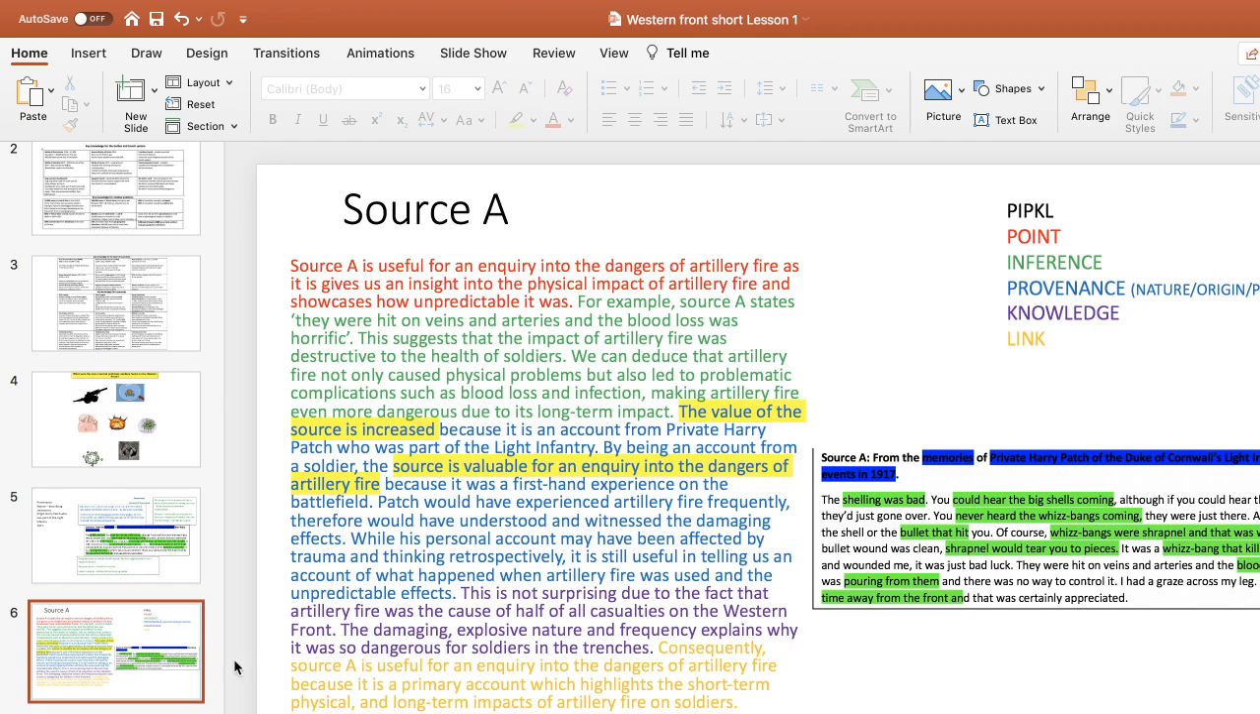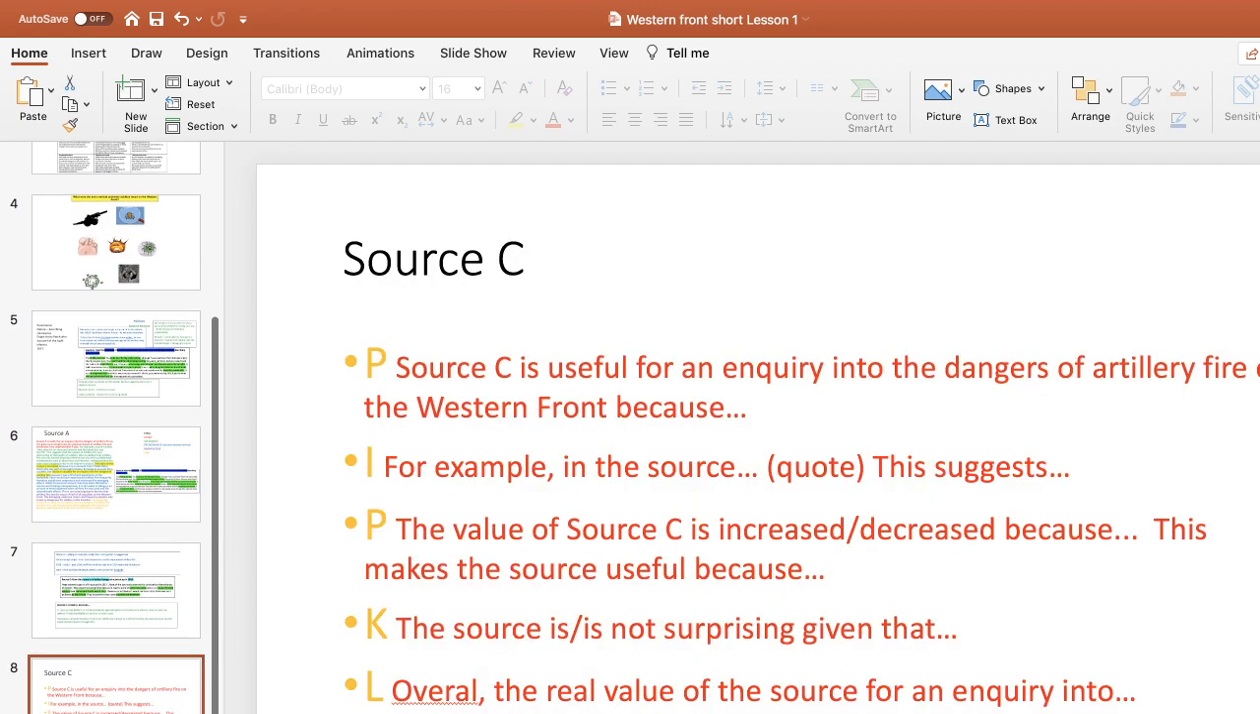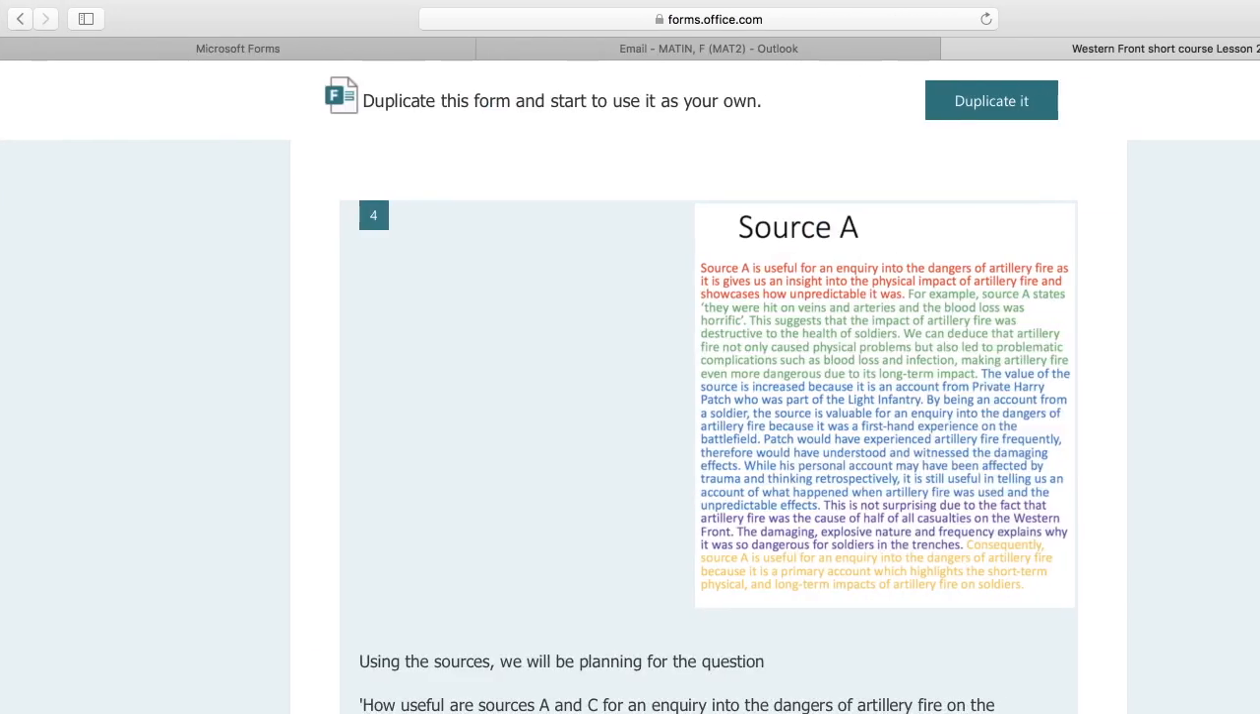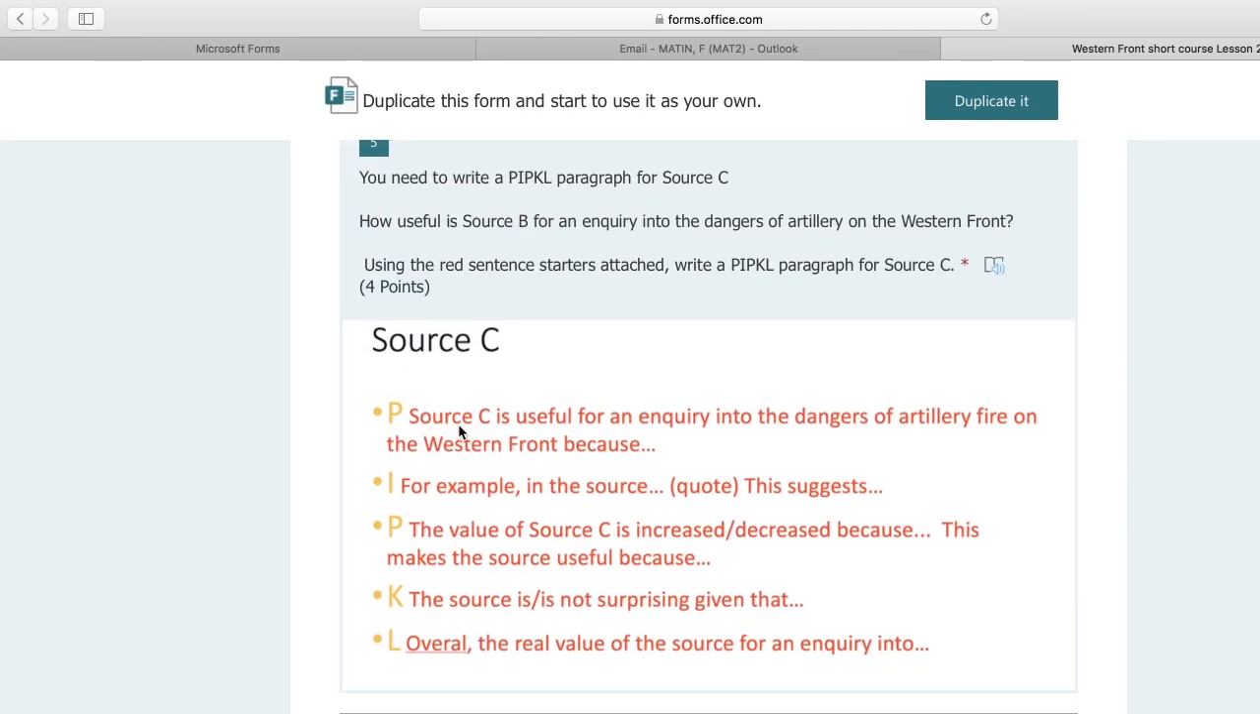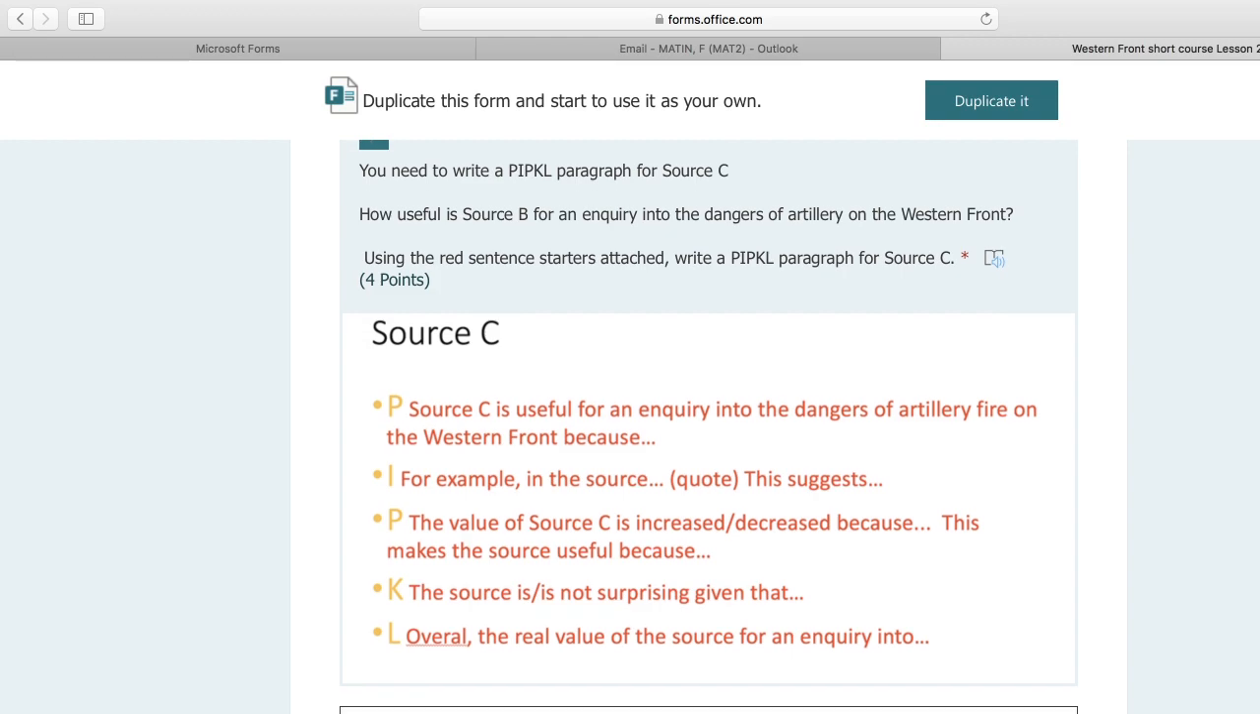Now what you need to do is use the sentence starters that I have provided you. It's on your form as well. So just do the same thing for source C, literally just like you did last week, going through the sentence starters, and there's a typo there, that should be two L's, and putting in your answer.